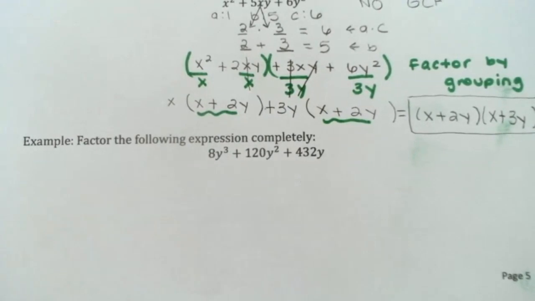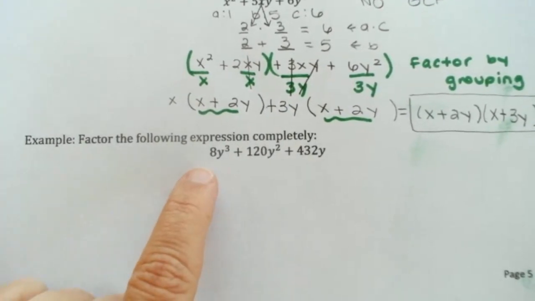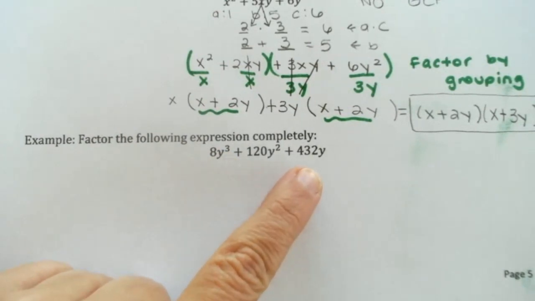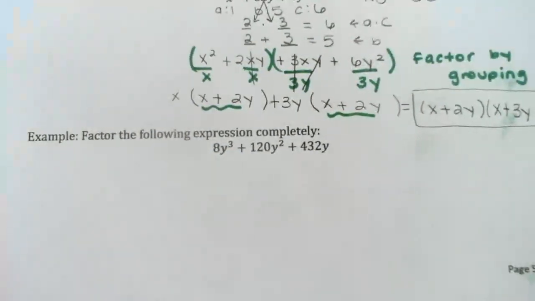All right, let's look at this last one. Factor the following expression completely: 8y cubed plus 120y squared plus 432y. Don't get freaked out by the big numbers.